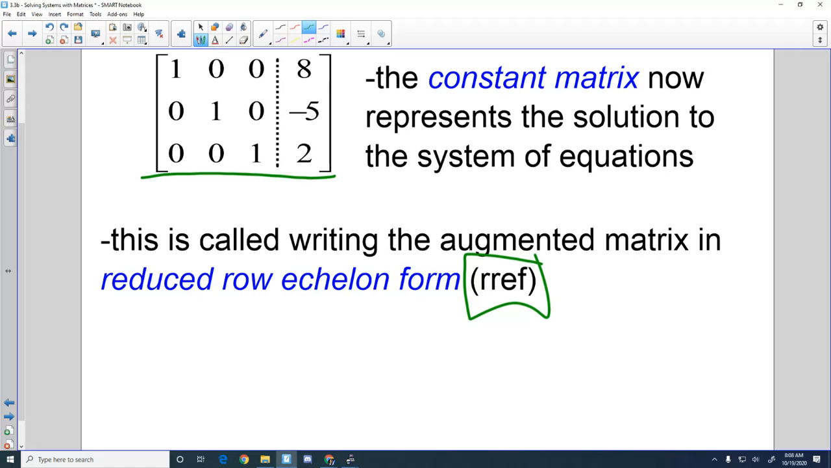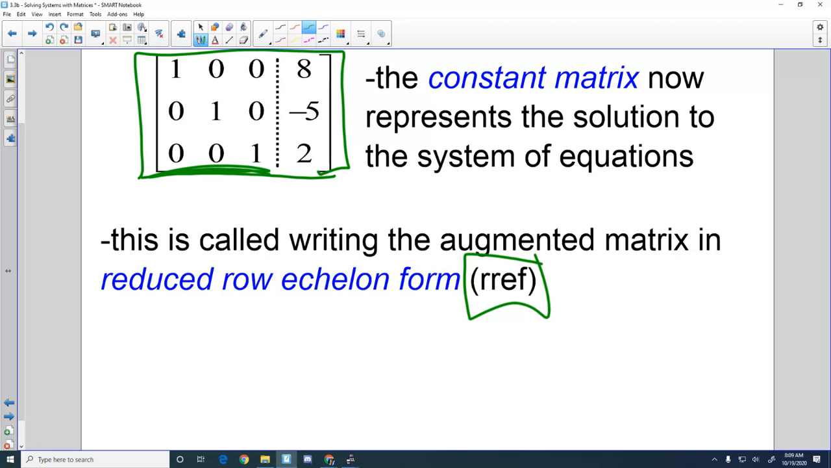So you're going to type up that augmented matrix. You're going to then put it in reduced row echelon form. But again, you're not going to do it. The calculator is going to do that for you. And your final matrix should look like this. And as long as the left side is the identity matrix, then that last column is your solution to the system of equations.